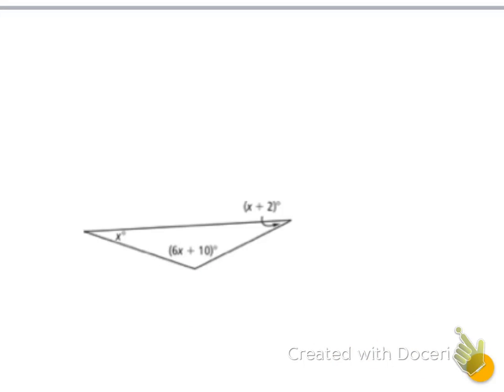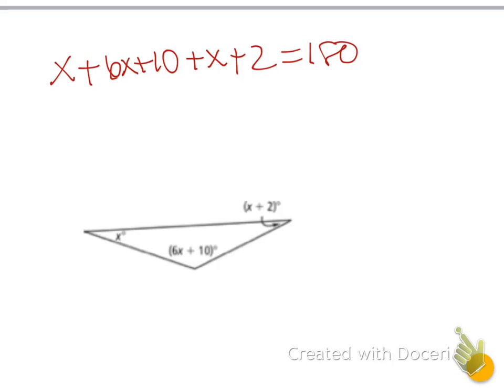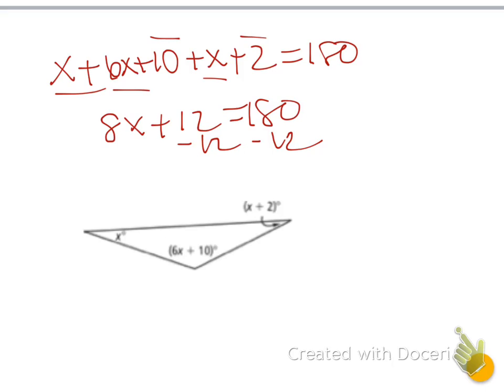Okay, let's add them all up. x plus 6x plus 10 plus x plus 2, set it equal to 180. x plus 6x plus x is 8x. 10 plus 2 is 12. Subtract 12. 180 minus 12 is 168. Divide by 8. x should equal 21.